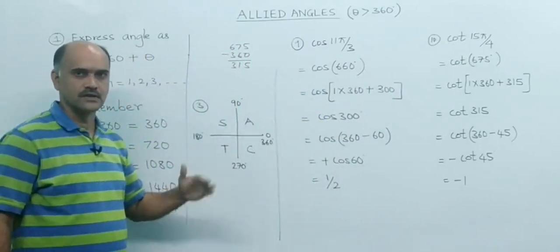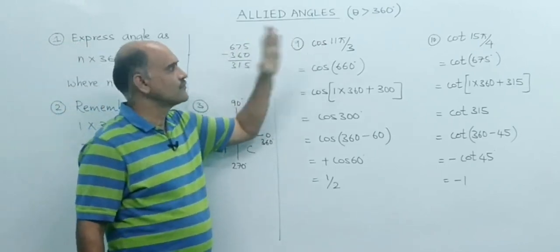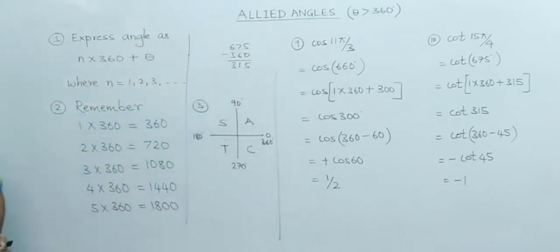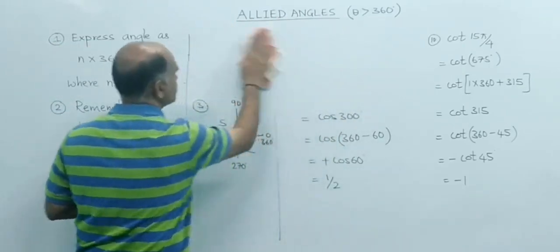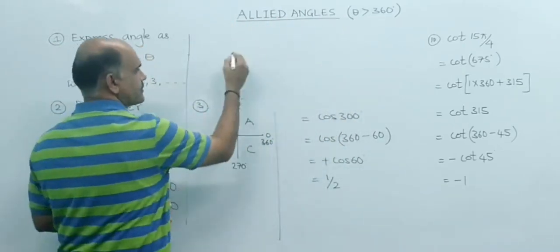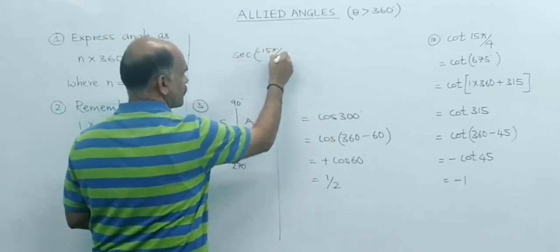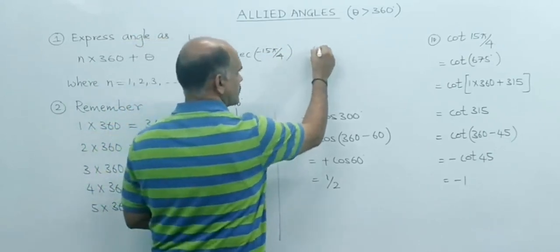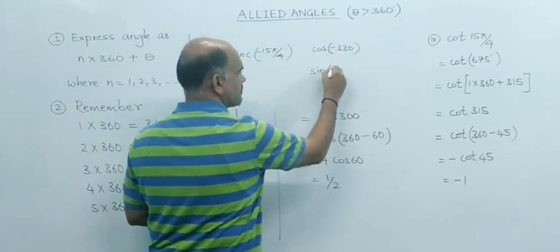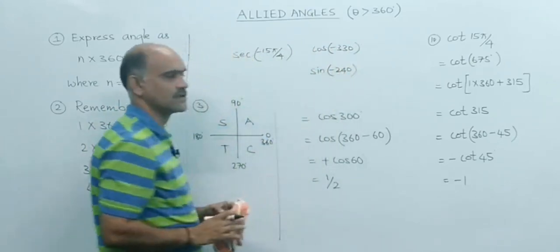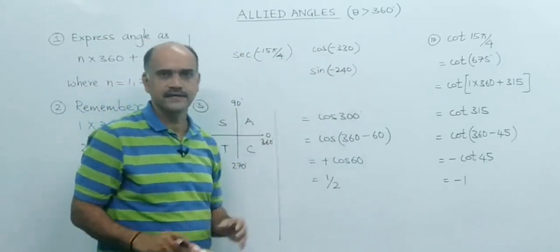Clear, students? Okay. So in the next session, I will be taking angles which will be negative. In the next session, we will see how we solve if the given angle is negative. For example, you may say secant minus 15 pi by 4, or you may say cos minus 330, sin minus 240, and so on. So if negative is given, how we solve, we will see in the next session.